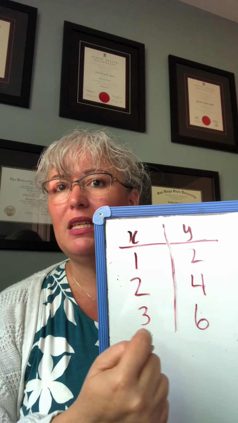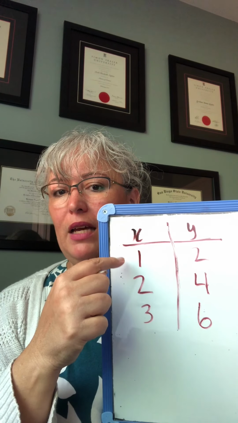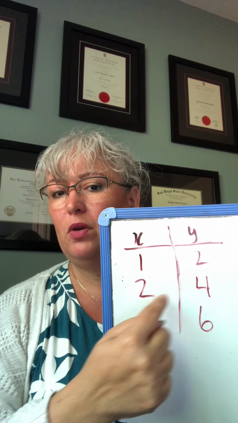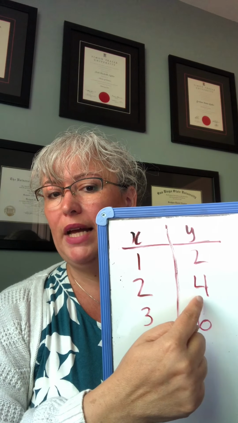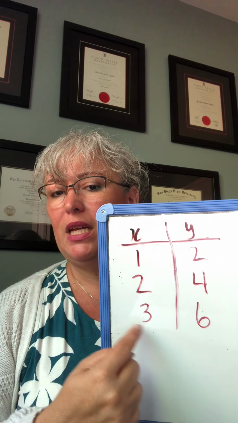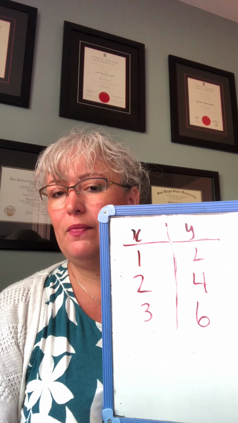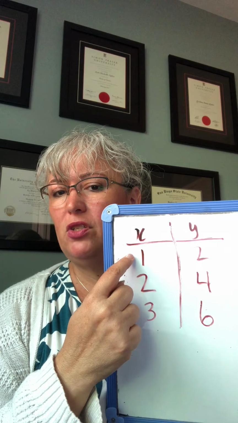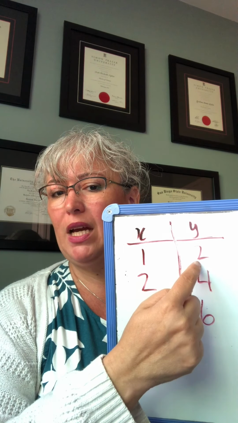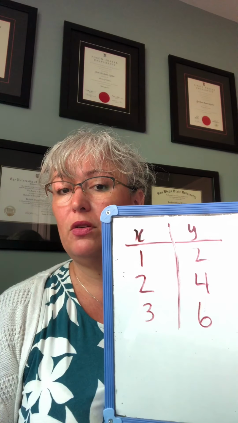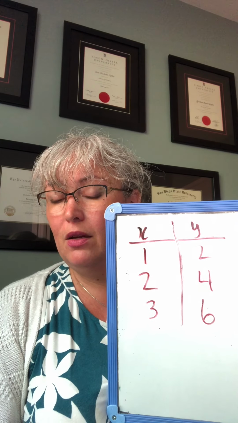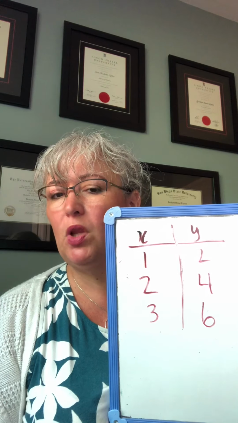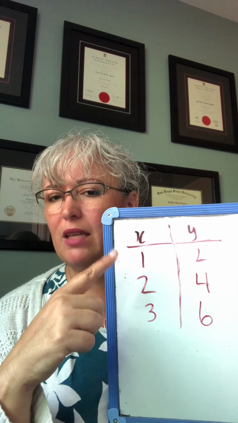Now, if we look at these things, when x is 1, y is 2. When x is 2, y is 4. When x is 3, y is 6. So what do these have in common? What do you have to do to the 1 to make it become a 2? Well, there are two things you could do. You could either add 1 or you could multiply by 2. Keep that in mind. We're looking for something that all these things have in common.